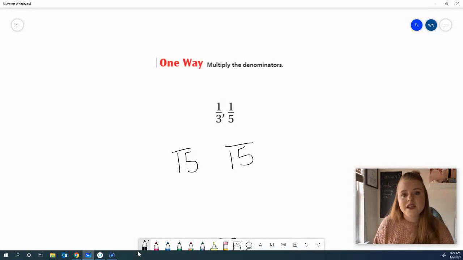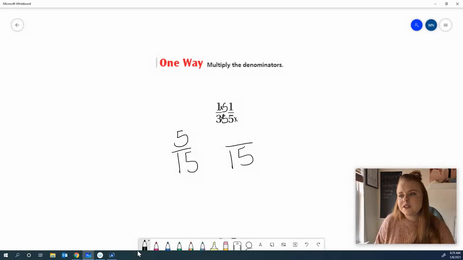So in order to find the equivalent fraction, we have to think about what we actually did. I multiplied the 3 times 5 to get 15. Now, if I multiply the denominator by 5, I have to multiply the numerator by 5. Whatever you do to the denominator, you have to do to the numerator to find the equivalent fraction. So I said 3 times 5, so I'm going to say 1 times 5. So we have 5 over 15 as our equivalent fraction for 1/3.